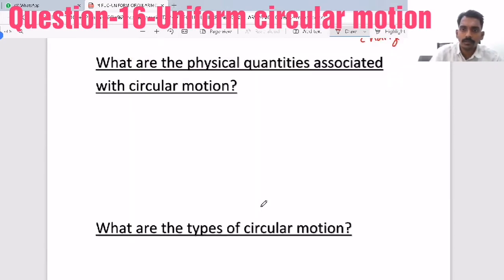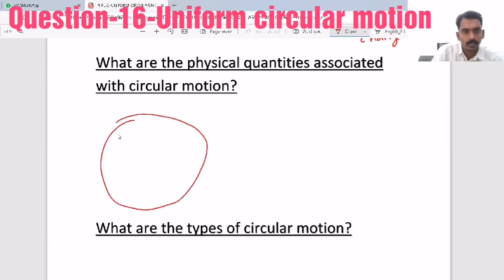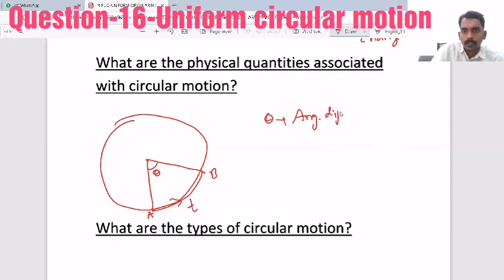Now, when we consider such circular motion, what are the physical quantities associated with it? Consider this circular path. A particle moves from one point to another, let's take from A to B, within a time t, and the position vector of the particle, or radius vector, covers some angle theta. This theta is called angular displacement, and the angular displacement covered in a particular time is called angular velocity.